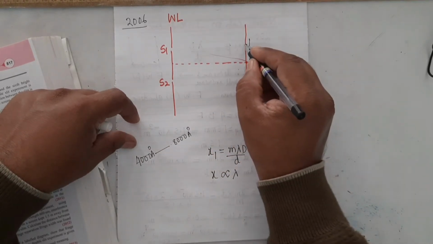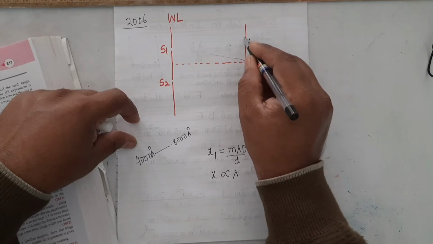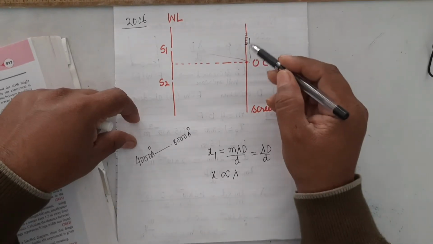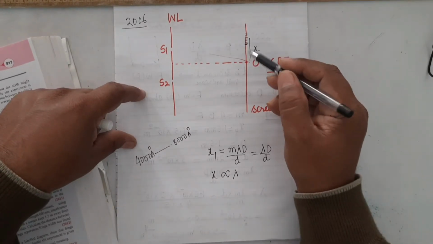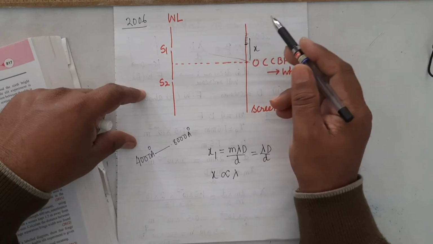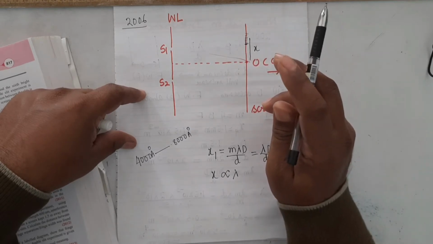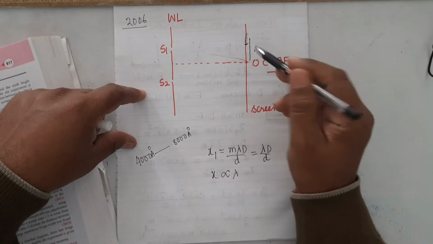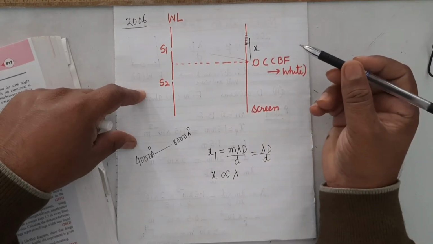पहले वायलेट की यहां पर फ्रिंज बनेगी, then indigo, then blue, then green, then yellow, then orange and then red. It's clear, meaning the first order bright fringe of different colors will form at different points on the screen. Violet nearer to the central bright fringe, red farther from the central bright fringe.